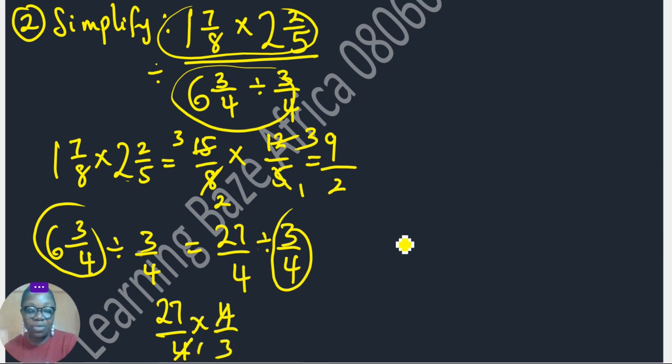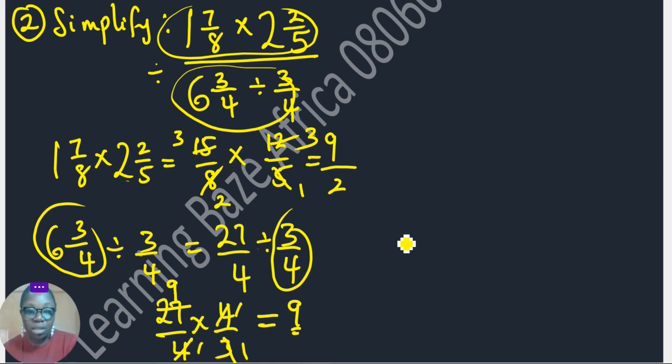4 divides 4 will get 1. Then 3 can divide 27. 3 into 3 is 1. 3 into 27, that is 9. So our answer right here is 9. Now we have gotten the results to the denominator. Now we're going to perform an overall division.